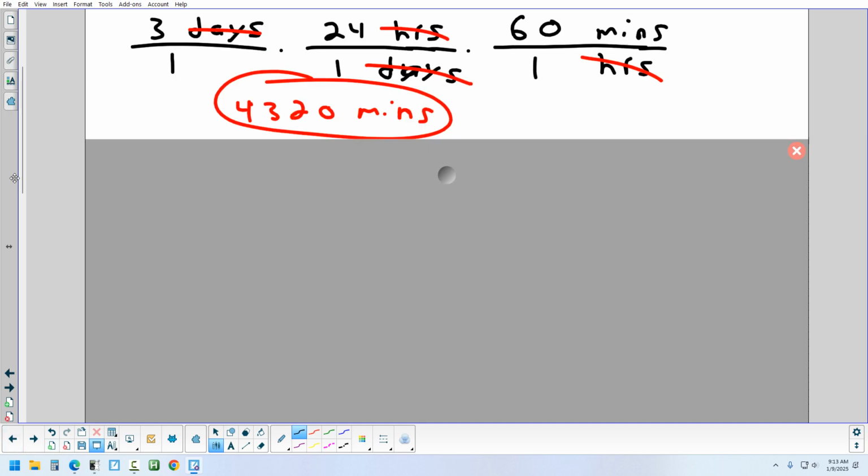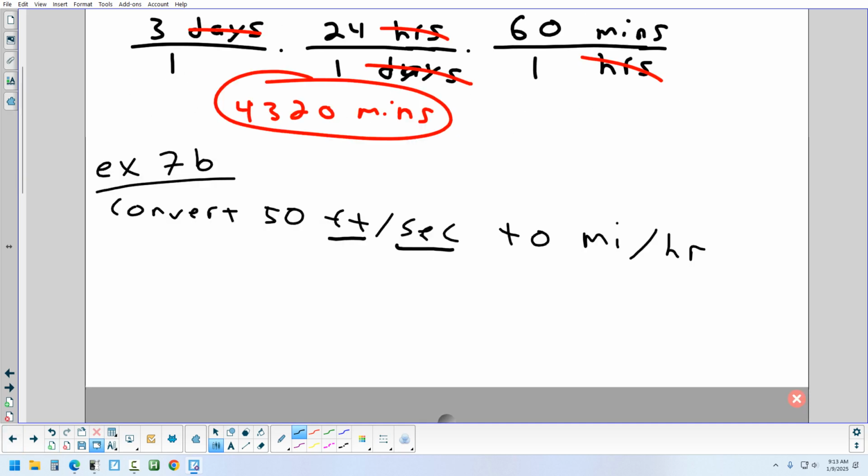All right, so now let's try another one. Okay, this one, a little bit different. We're converting 50 feet per second into miles per hour. This is a speed. It's a speed because it has a distance component and a time component.